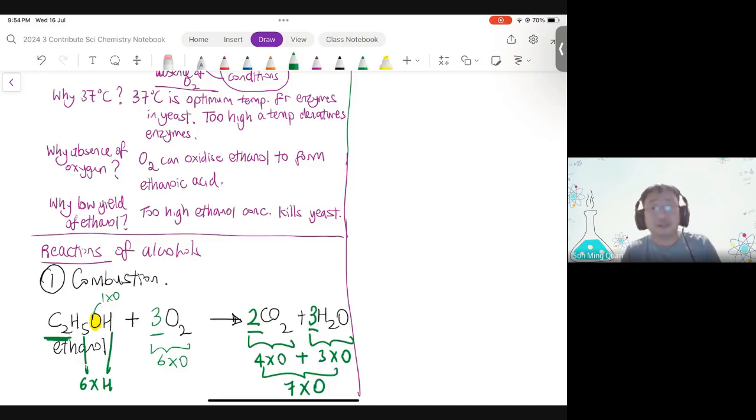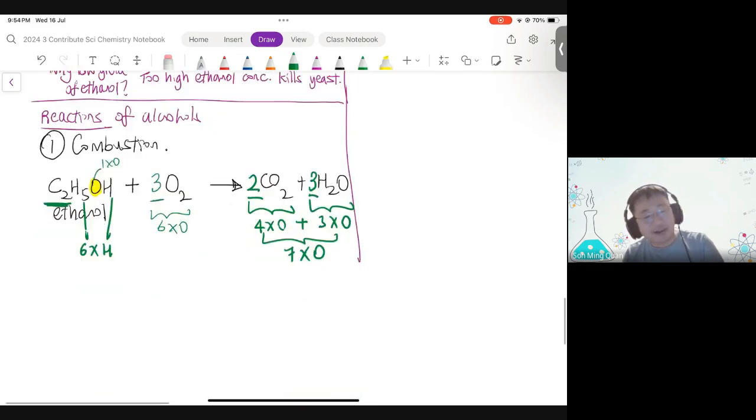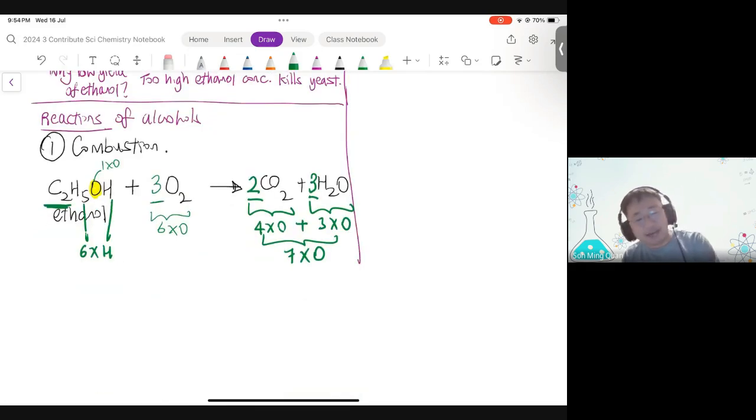C2H5OH plus 3O2 forms 2CO2 plus 3H2O. This is the equation for the complete combustion of ethanol. Like I said, systematic. First step, balance the carbon. Second step, balance the hydrogens. And third step, count the oxygen atoms on the right, then on the left, carefully. So that's the first reaction. And now we move on to the second reaction of alcohols.